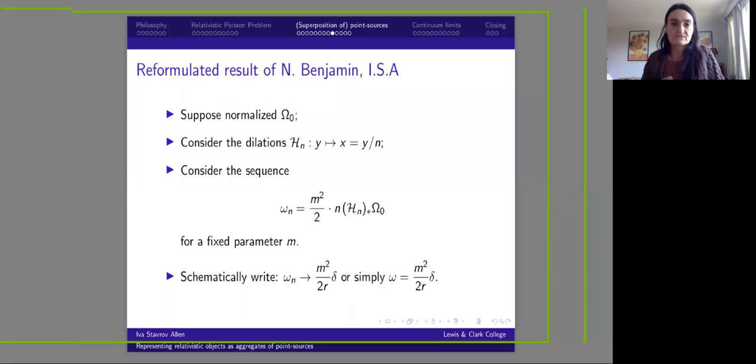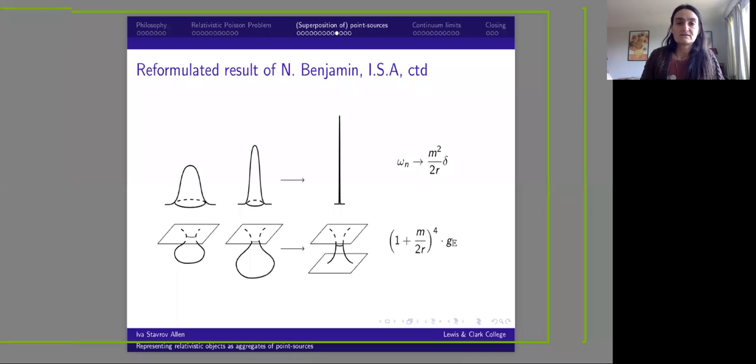So the result of Benjamin and myself is that if you start with a normalized omega naught and you push it forward with these dilations into R3 and scale them in a way the delta over R scales, so appropriately scaled push forwards, multiplied by m squared, that's our model for m squared delta over R. If you use that framework, then lo and behold, you really do get the picture that we were hoping for from the get-go.